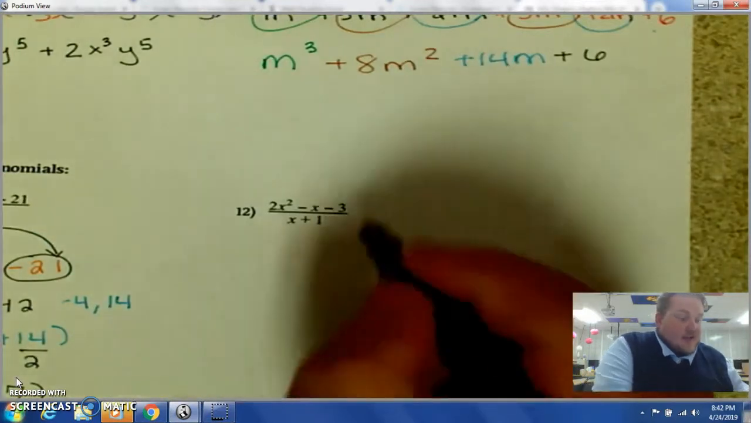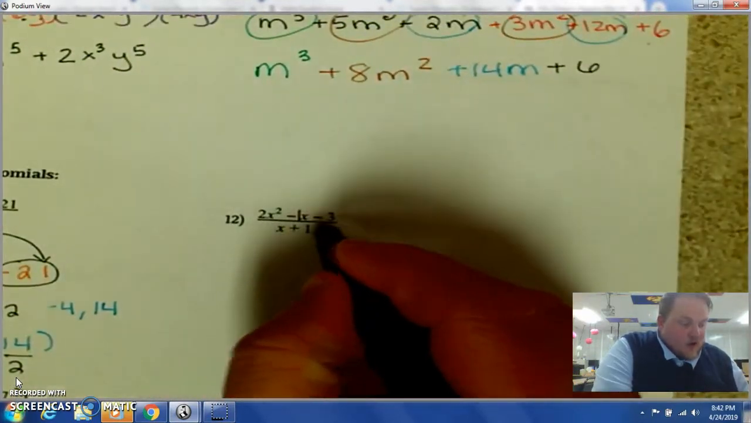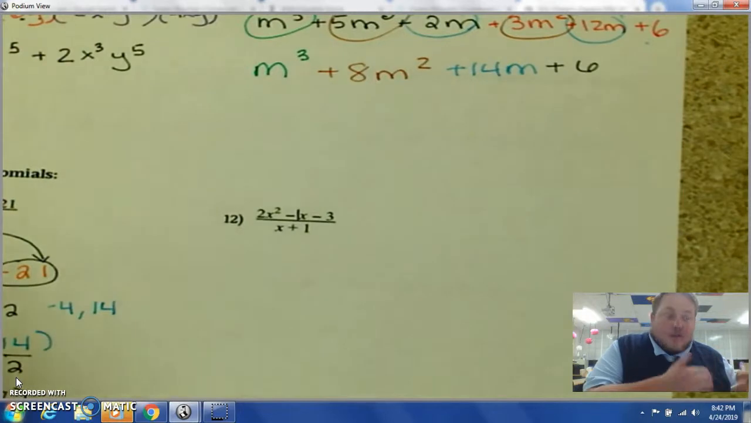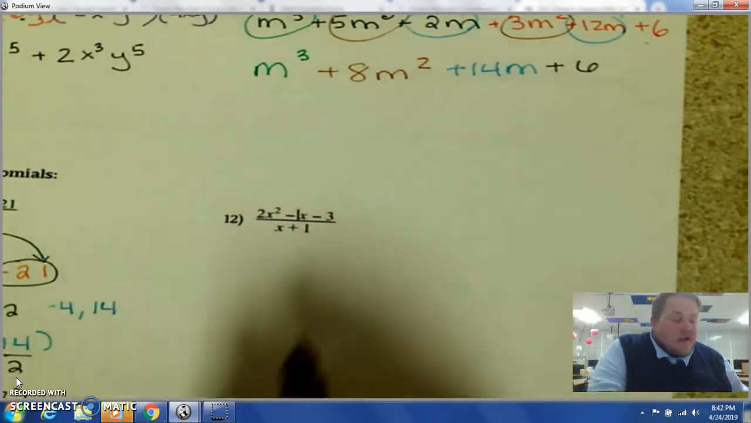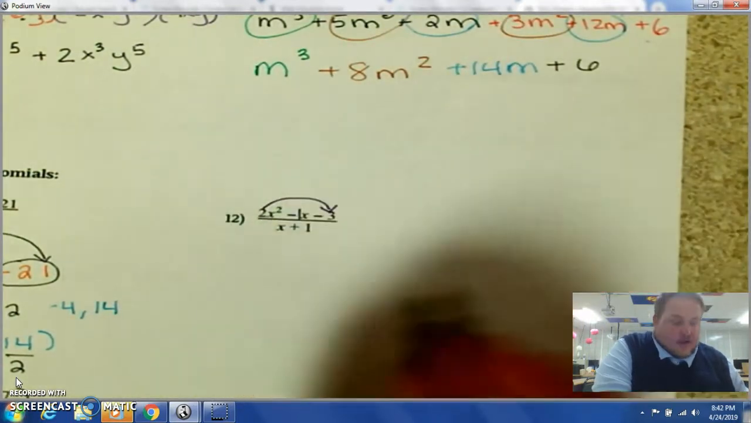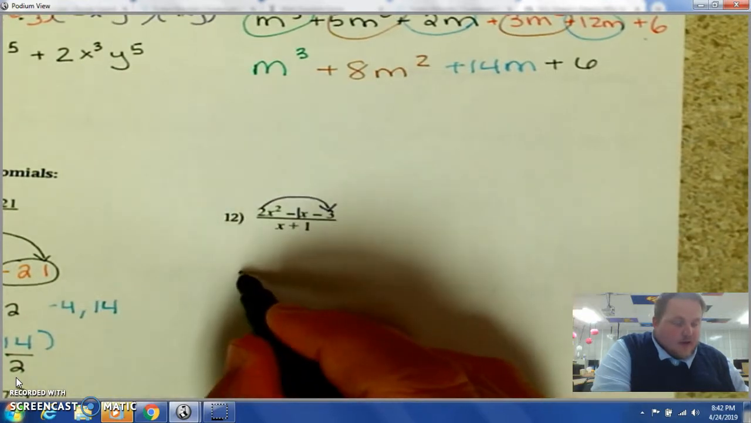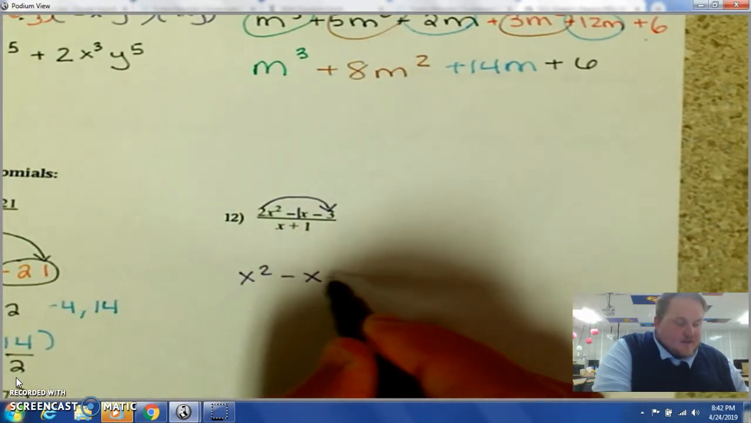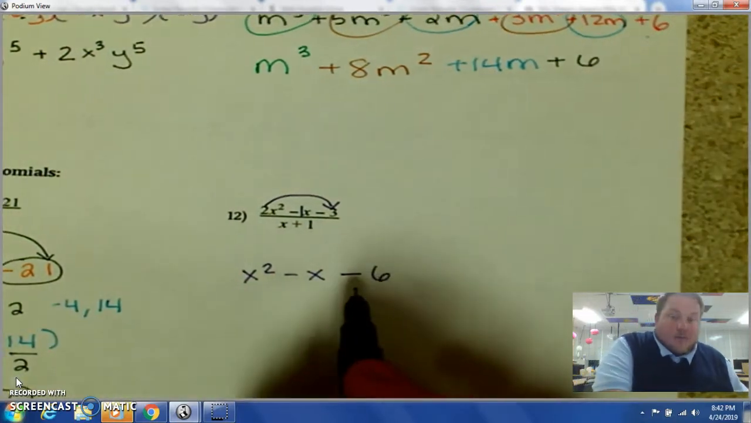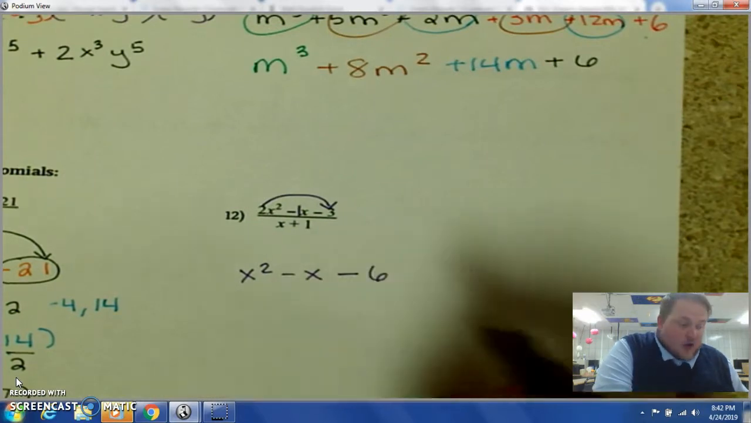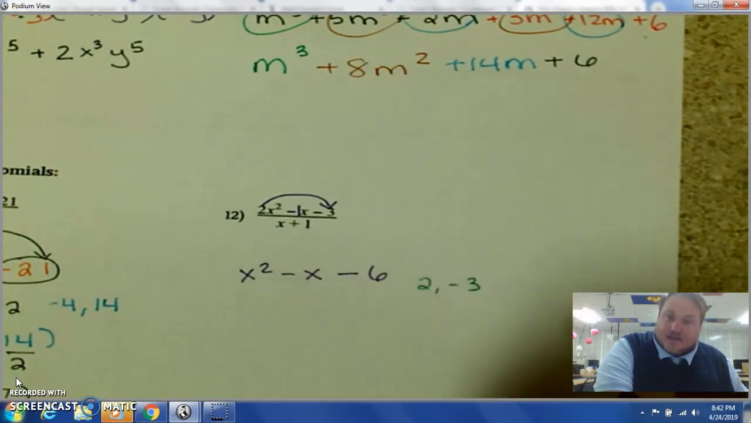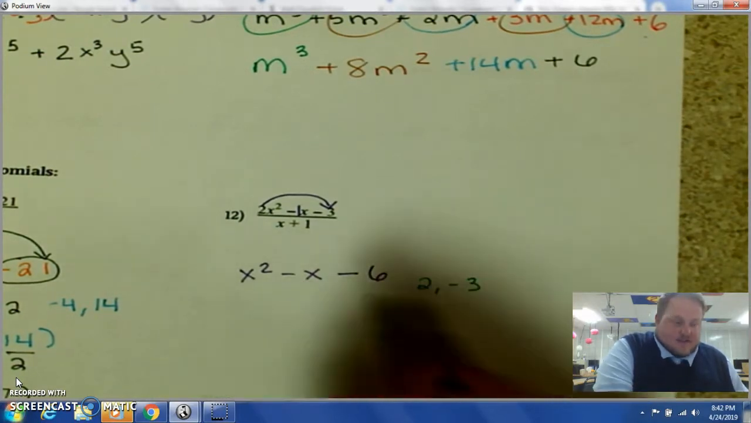So with number 12, we'll do the same thing. We have 2, negative 1, and negative 3. They don't have a common factor that can be divided by that's not 1. So we're going to do our slip and slide method. You take that 2, multiply it by that negative 3, and your new trinomial for the moment is x squared minus x minus 6. What can we multiply to get negative 6, but add to get negative 1? Well, the answer is 2 and negative 3. 2 times negative 3 gives us negative 6, and 2 plus negative 3 gives us negative 1.